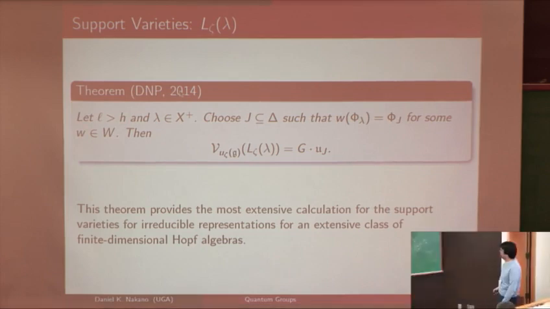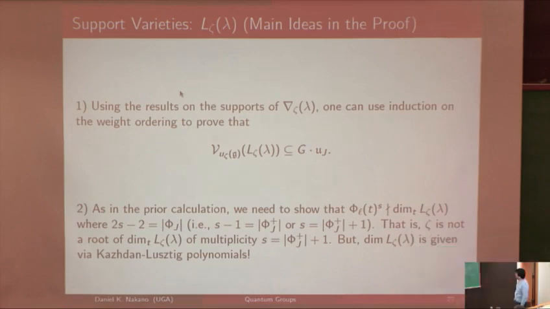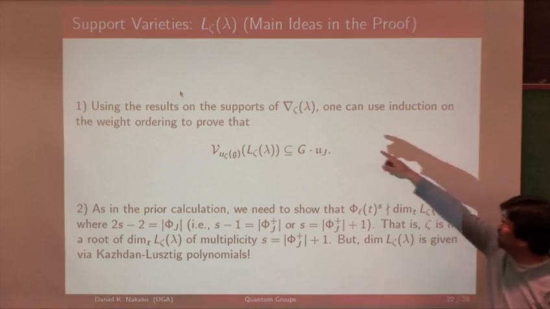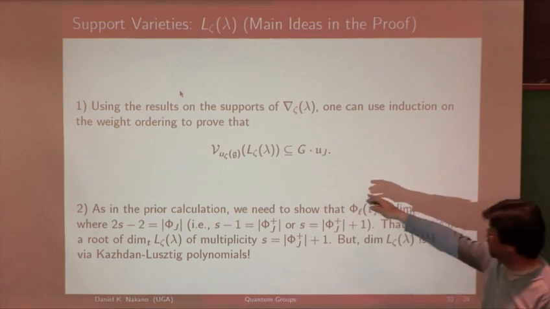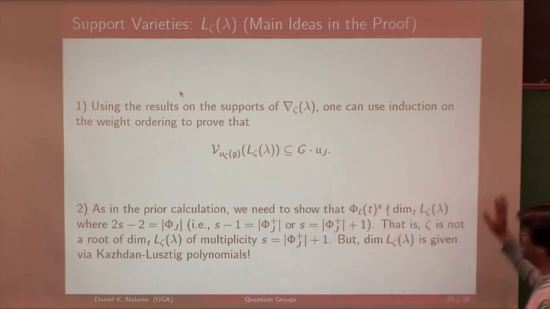So let me show you how to do this. All right, so one direction is not so bad. Because your irreducibles are sort of linked to these induced modules, you can induct up on them and then use the prior result via the weight ordering to show this inclusion. It's a pretty easy exercise.